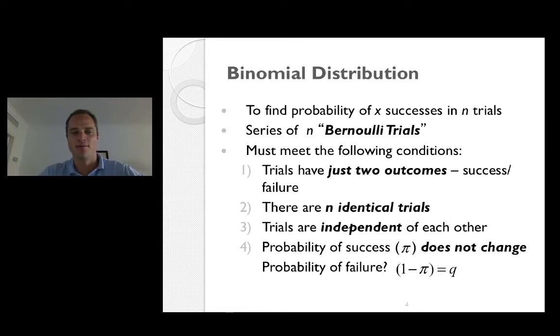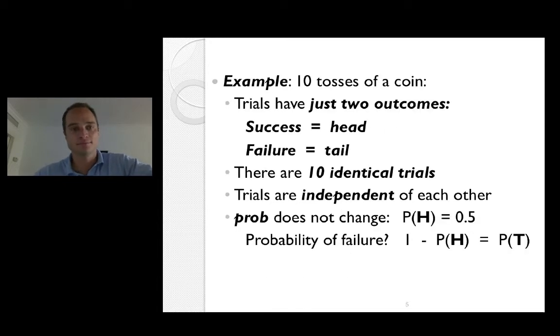The probability of success, which we are denoting with the Greek letter pi, does not change per trial, so it's fixed. And the probability of failure, which we could denote as 1 minus pi, or we also can denote that as q, is also fixed. So the trials aren't going to rely on each other in any way, and the probability of success remains constant.